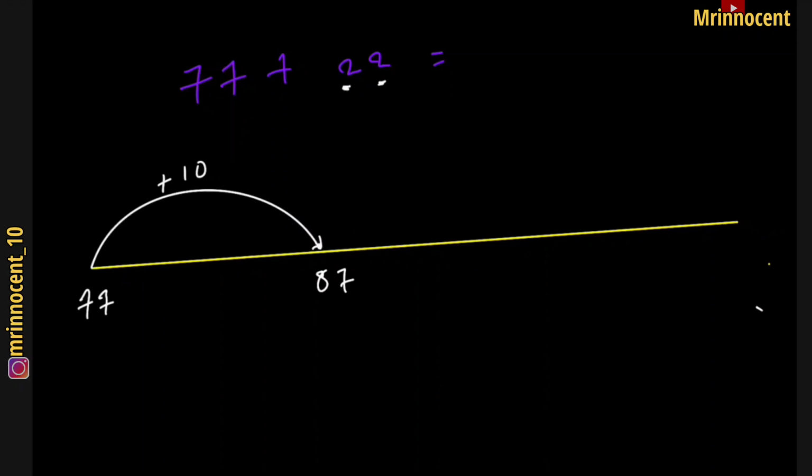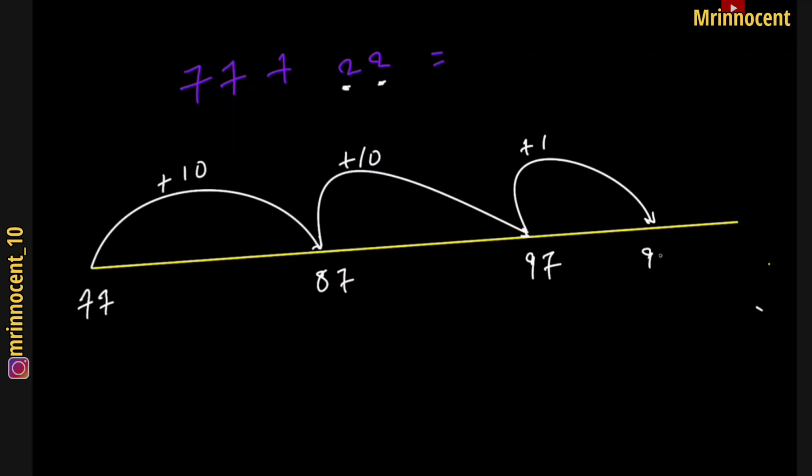You now jump another 10, plus 10. Have 97. So here you have 2 ones. You now jump ones, plus 1 is 98. You now jump another 1. You have 99. So your answer is 99.